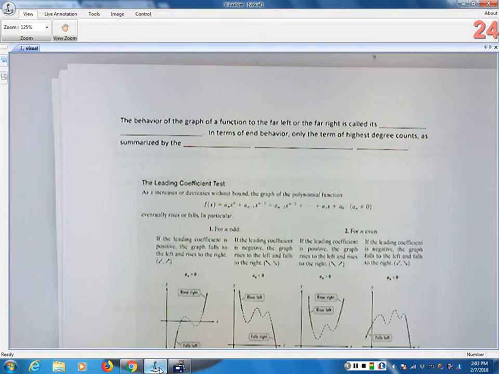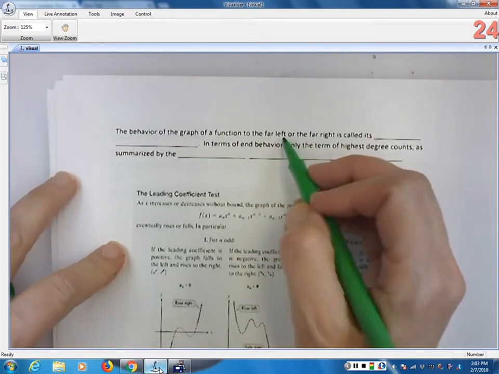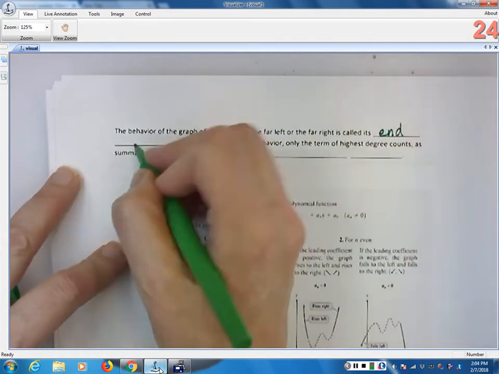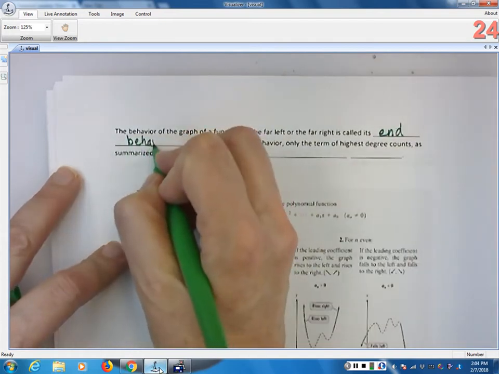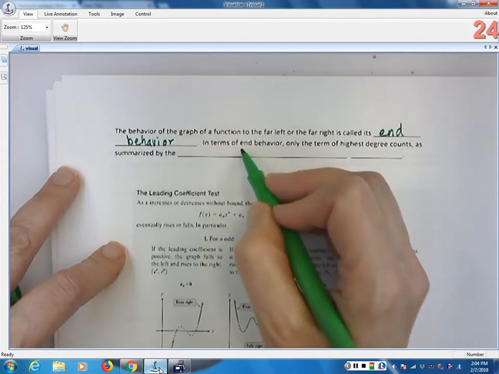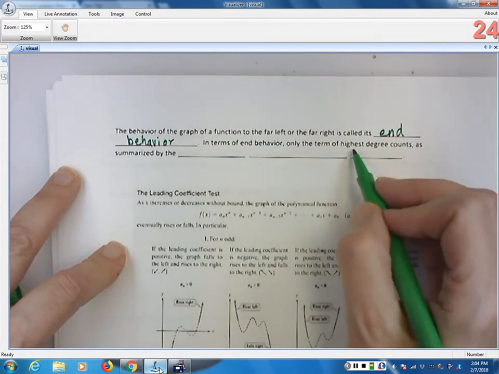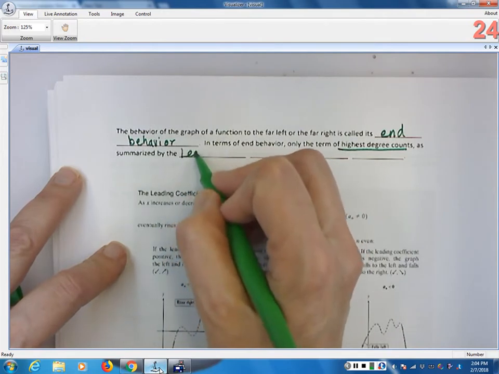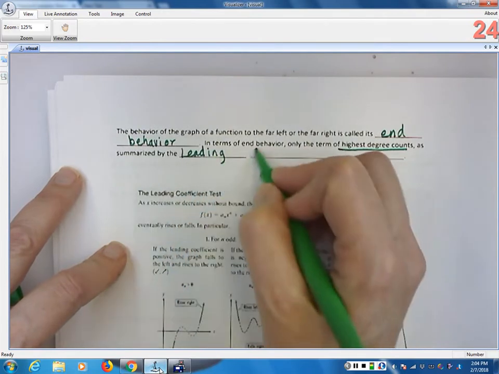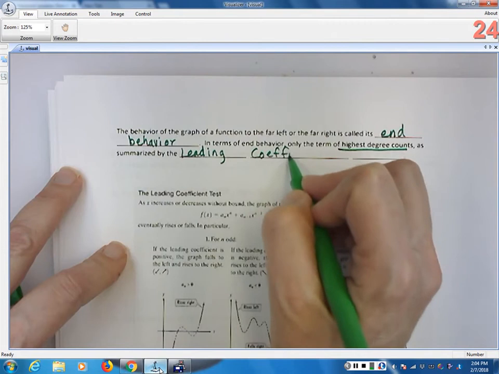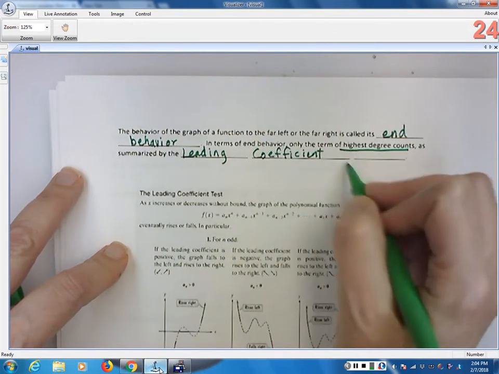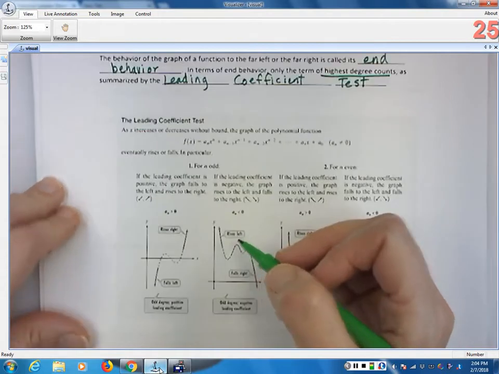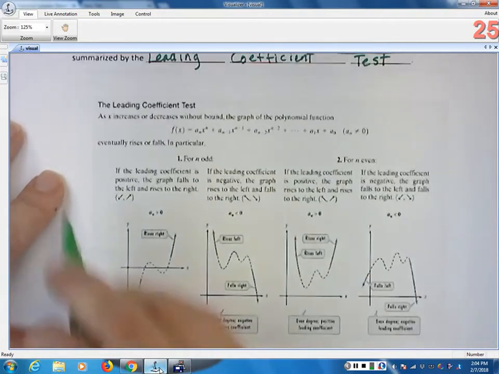So the behavior of the graph of a function to the far left or the far right is called its end behavior. In terms of end behavior, only the term of highest degree counts, as summarized by the leading coefficient test. So here's the leading coefficient test on your notes.